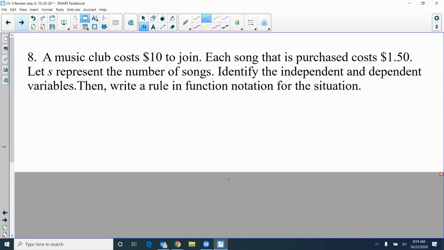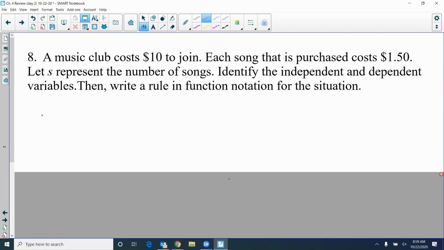A music club costs $10 to join. Each song that is purchased costs $1.50. Let S represent the number of songs. Identify the independent and dependent variables and write a rule in function notation for the situation. Okay, function notation. All right, this one tends to be hard or just missed a little bit. Sam, you know how to do this one? What do you think the independent and the dependent would be?